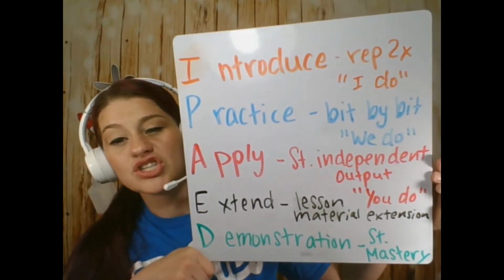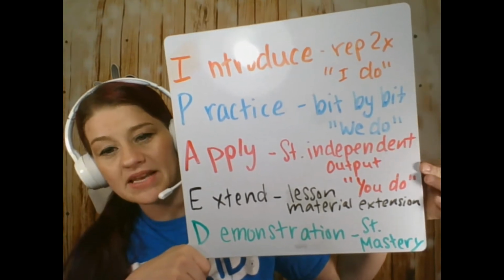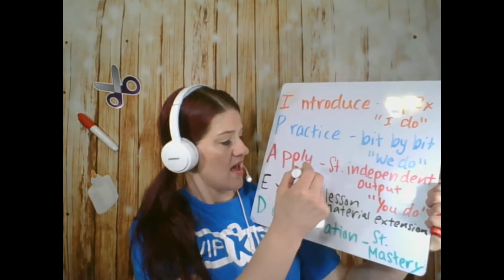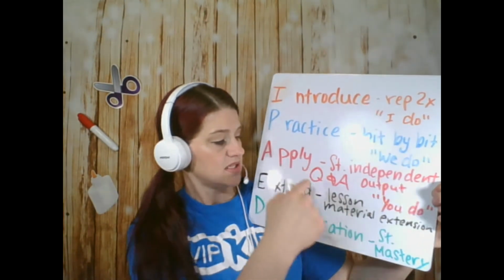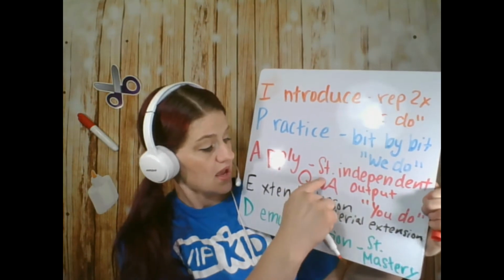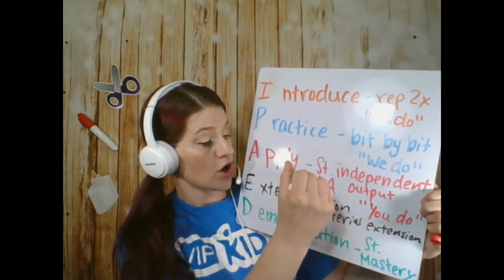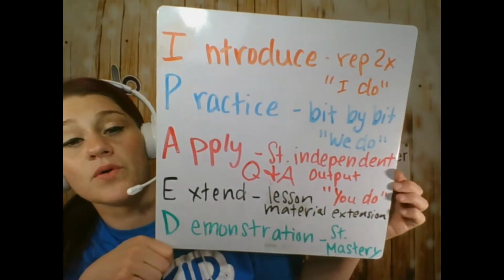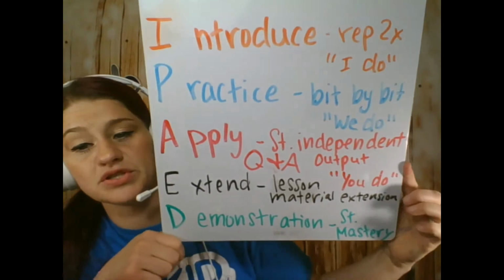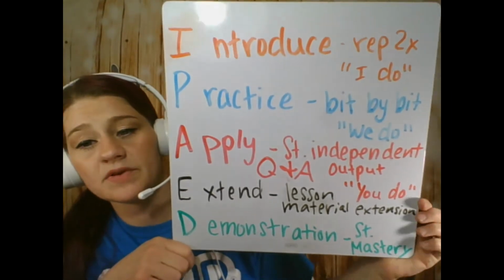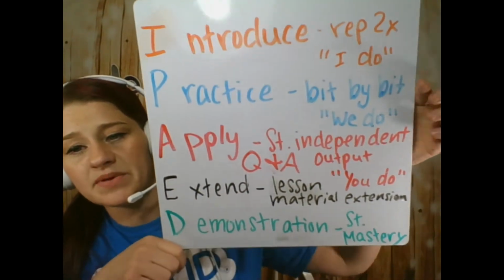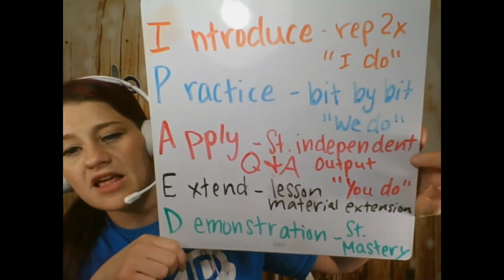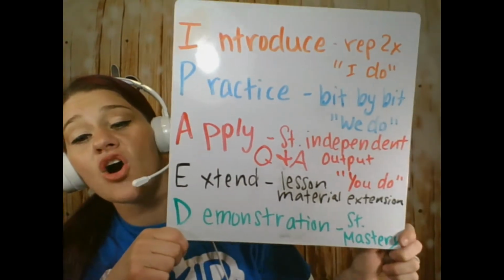And then apply. Student independent output. It is a Q&A. The teacher asks a question. We need the student to answer verbally. That's the most important thing, is the verbal independent output from the student. The you do. Okay? We're building repetition, straight repetition. The student starts to come in bit by bit, and then they answer a question verbally on their own.